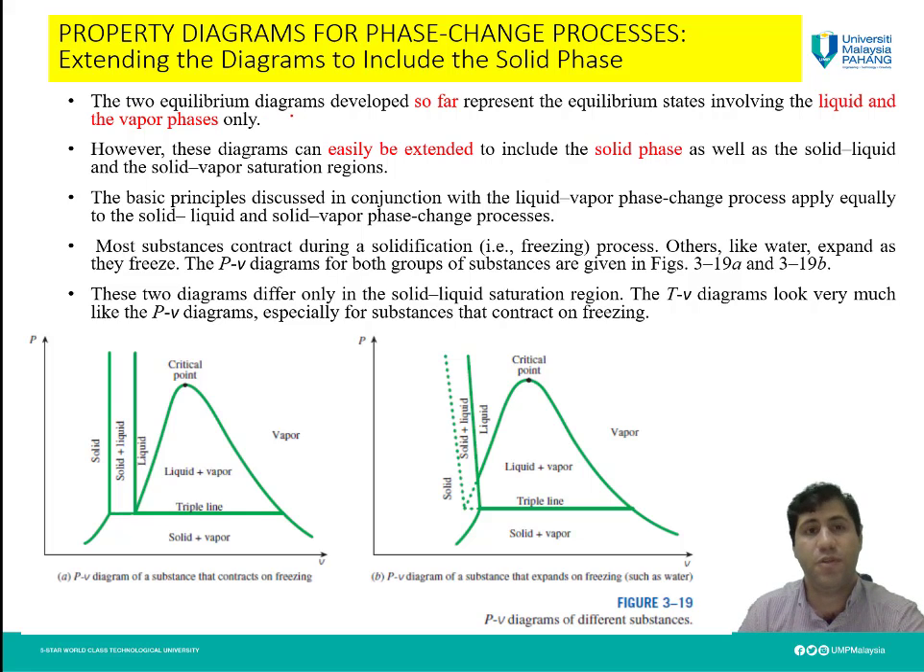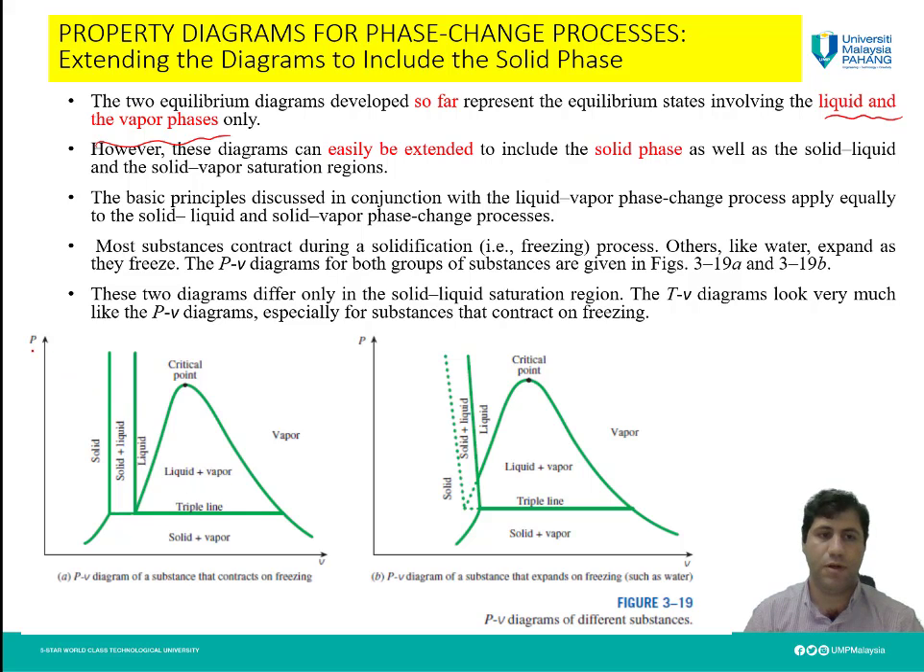These two equilibrium diagrams, which we have developed so far, represent the equilibrium state involving the liquid and vapor phases. If you notice, we had only liquid and vapor phases. Our examples, our illustrations started with a cylinder, a piston, and a heat source for water, which was liquid, then vaporization for the water to the vapor. So what about the phase change from solid to liquid or even solid to gas and vice versa?